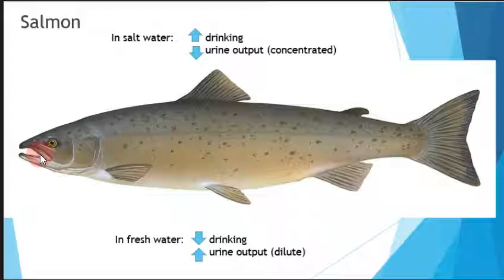And so what they do is they have this mechanism. When they are in salt water, they actually drink a lot, so not just pushing it past their gills, but drinking it into their stomachs. And they have very decreased urine output, so the urine is very concentrated. When they're in fresh water, they decrease their drinking of water, and they increase their urine output, so it is very dilute, with more water going into their urine.